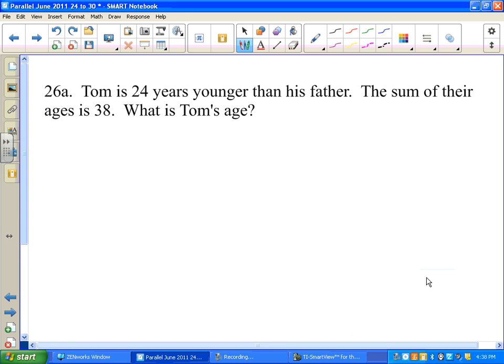So this is what I'm going to say. Tom is 24 years younger than the father, which means the father minus 24. Does that make sense? You take the father, you subtract 24 years from it, you get Tom's age. The sum of their ages, Tom plus the father, equals 38.